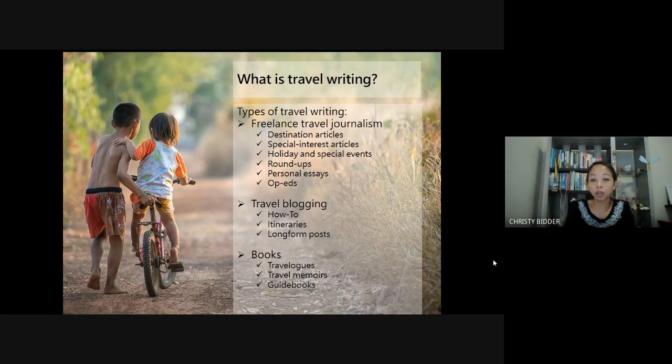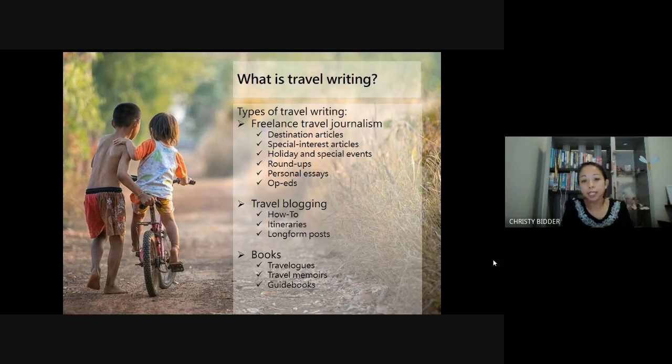Then you have travel memoirs, where authors record their adventures in a way that illustrates the author himself or herself, and not so much about the place. For example, books like Eat, Pray, Love by Elizabeth Gilbert, and also the book like Wild by Cheryl Street. Maybe some of you have read those books.